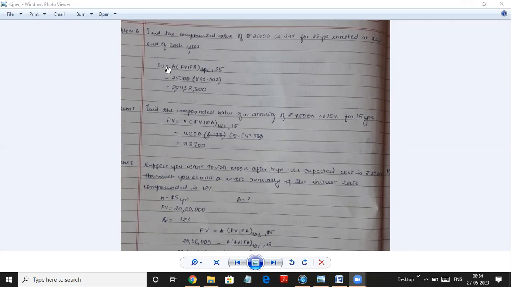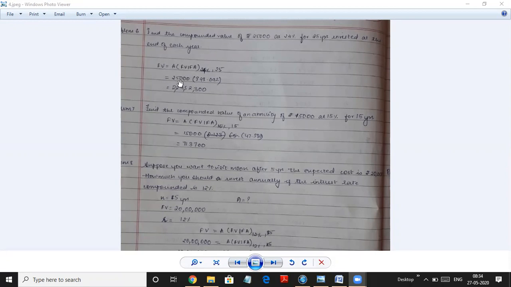So future value is equal to, sorry, we are doing future value problems. We did future value of a series of cash flow. Now we're doing annuity. Future value is equal to annuity into future value interest factor annuity at 24% for 25 years, because I've given R as 24% and N as 25 years.